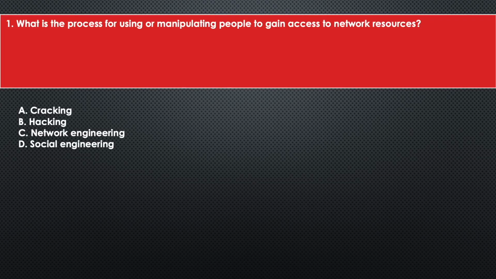1. What is the process for using or manipulating people to gain access to network resources? A. Cracking. B. Hacking. C. Network engineering. D. Social engineering. Answers. D. Social engineering is the process of using or manipulating people to gain access to network resources.